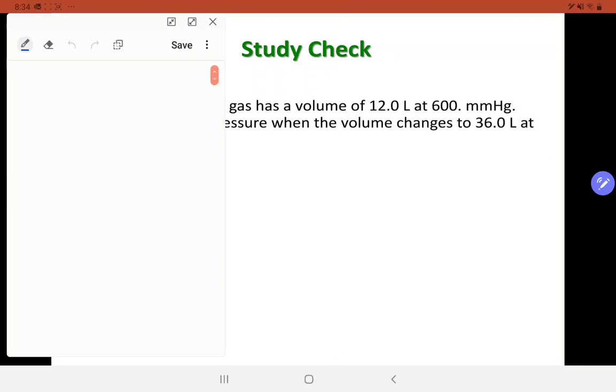So in this calculation, guys, what we have is a sample of oxygen gas, and the volume and pressure are given, and then they are changing the volume to 36 liters, and they are asking for the new pressure. All right, and also they are telling us that n and T are constants. Well done, good. So if n and T are constants, we know that we can use Boyle's law.